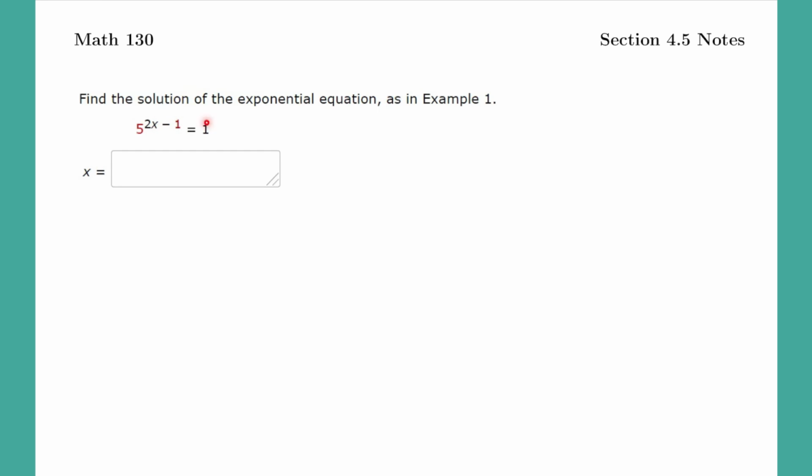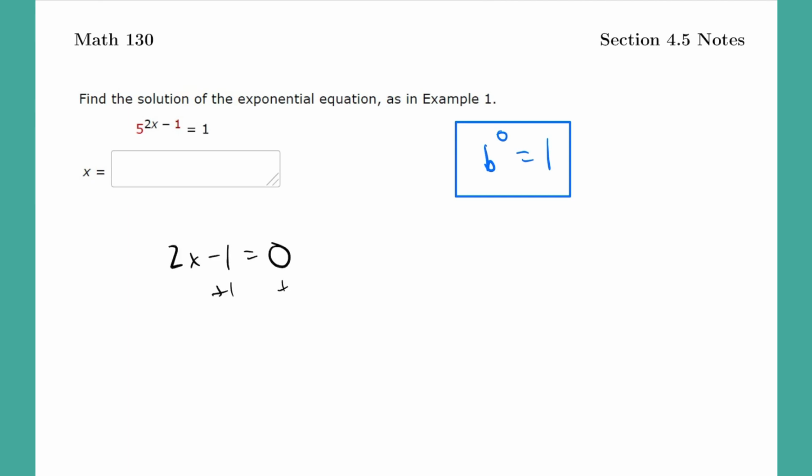Well, whenever you have an exponential expression equal to 1, we know that the exponent has to be 0 because of this property: any base to the 0 power is 1. Therefore, the exponent must equal 0. So we can write an equation that says that 2x minus 1 is equal to 0. And if we solve, we will get x equals 1/2.